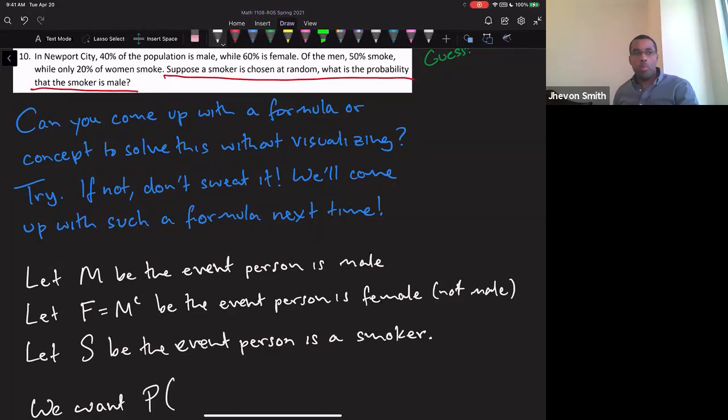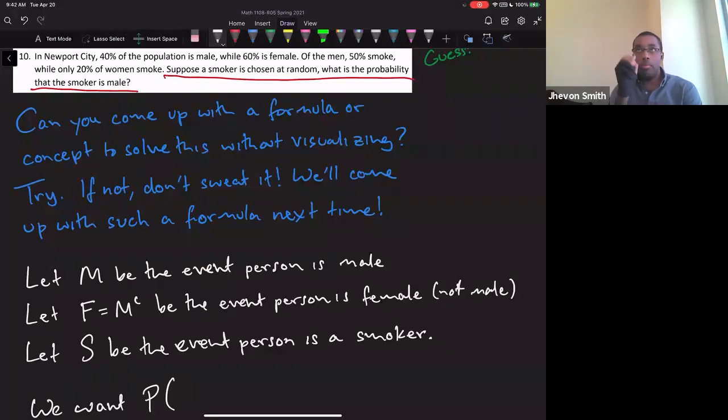Is it like male smokers are conditional to how many males there are? Like if 40% of the population is male. Yeah, no, I don't mean you should solve the problem. Just tell me what we're looking for. P of what? P of S, but in the male form.